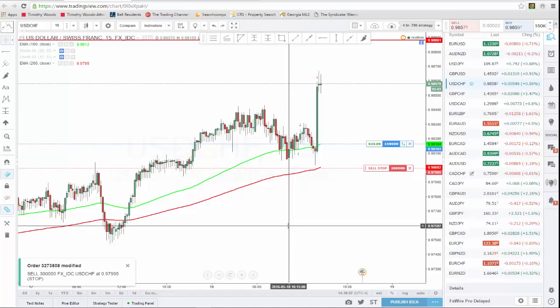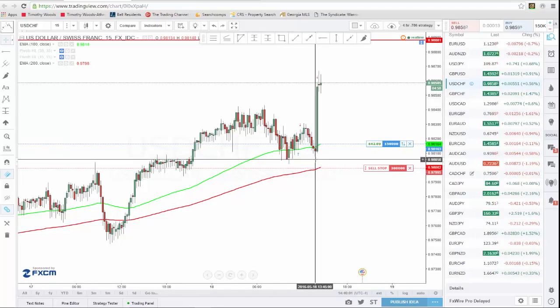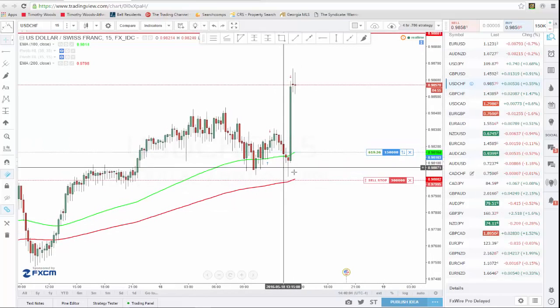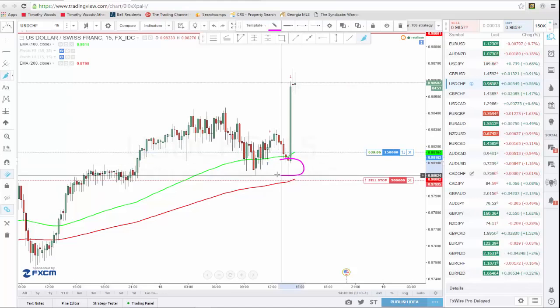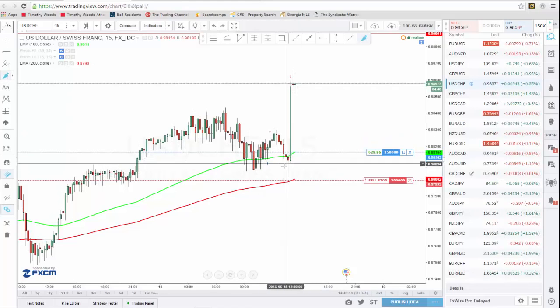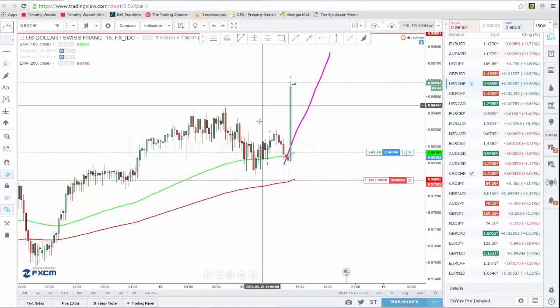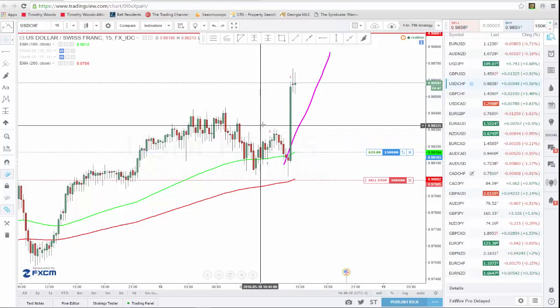Alright guys, so here we are back on the dollar Swiss chart, and as you can see, we came down earlier and got very close to being stopped out here on this candle wick before shooting up and obviously hitting target 1s around this area here.